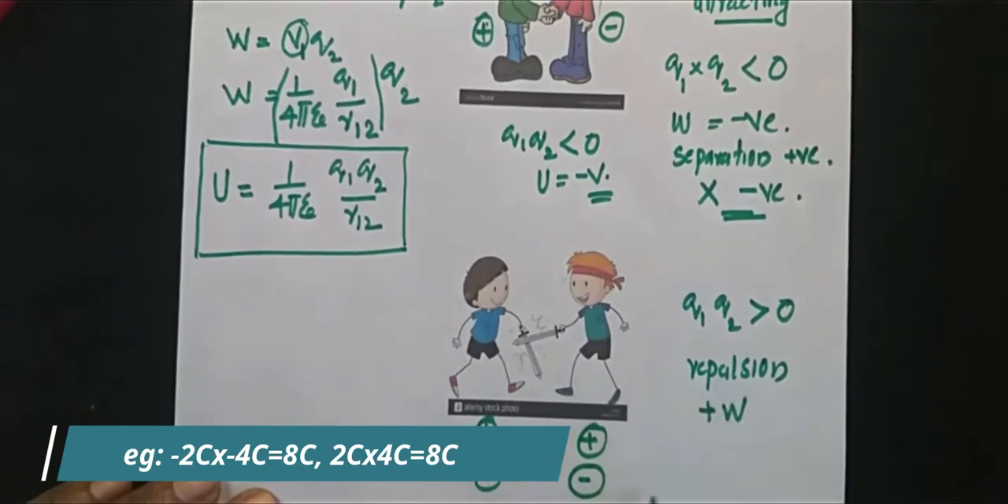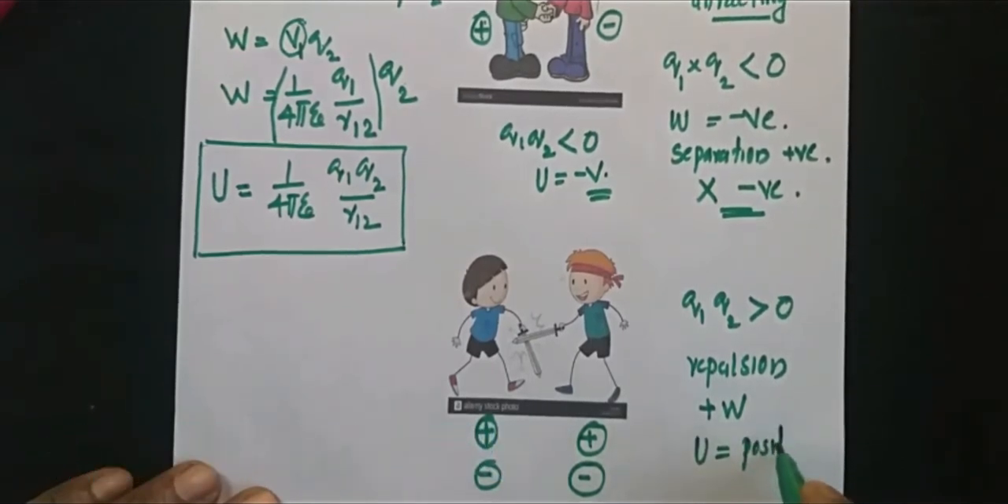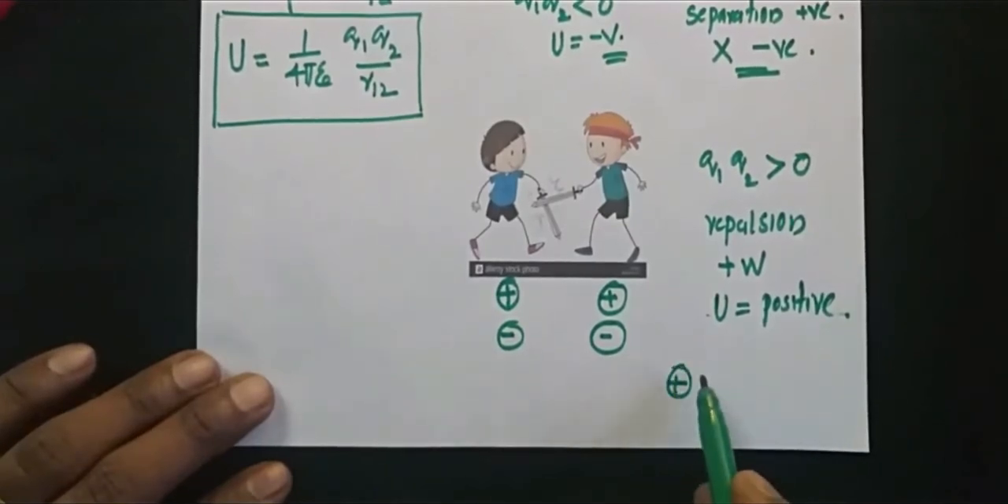If I take repulsive force, work will be positive. What does it mean that work will be positive? It is very simple. Both will repel each other, so I need to give a positive work to bring them together. So my work is positive among them. That is why here the potential energy also comes out as positive.